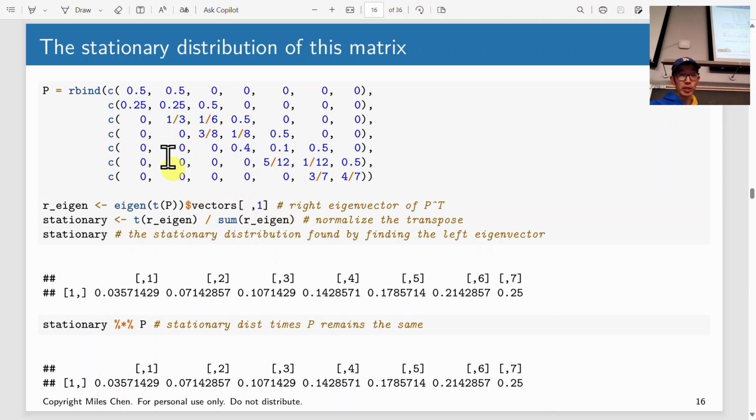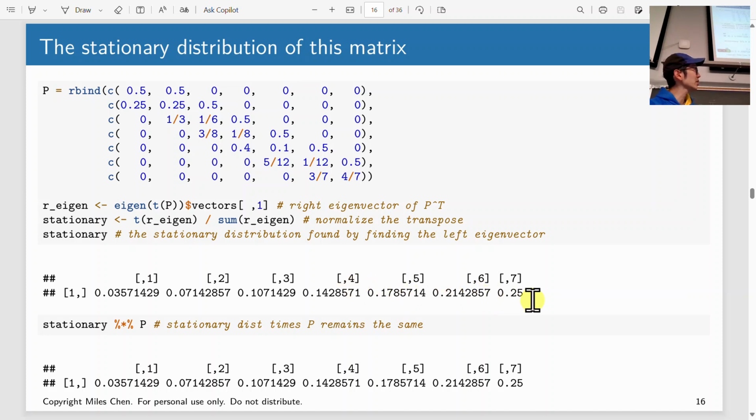Okay, so if you say, hey, this is my transition matrix, and in R, if you want to make a matrix, you can just bind a bunch of rows together. So that's what we've done. And I'm going to say, all right, here's my transition probability matrix, and I just want to get the left eigenvector, which I've done here. And if you do this, this is our stationary distribution.